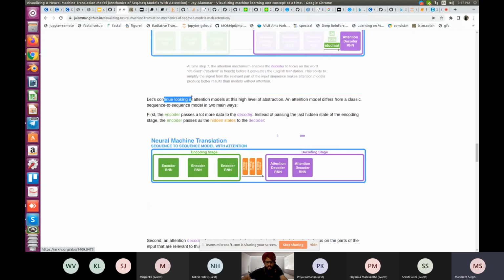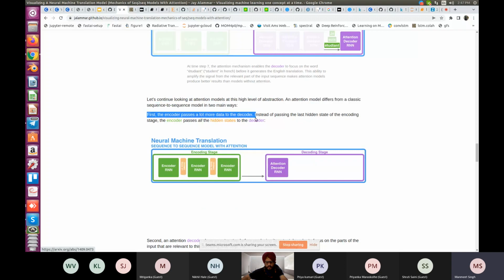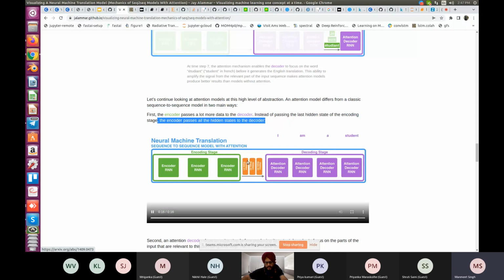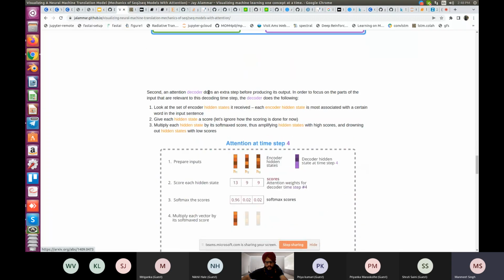Now let's look at the attention models at this high level of abstraction. An attention model differs from a classic sequence to sequence model in two ways. First, the encoder passes a lot more data to the decoder. Instead of just passing the last hidden state of the encoding stage, the encoder passes all the hidden states to the decoder. So you can see that the encoder is passing hidden state 1, hidden state 2, hidden state 3 to the attention decoder.